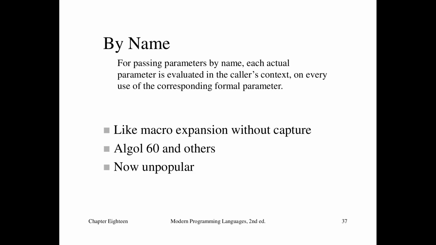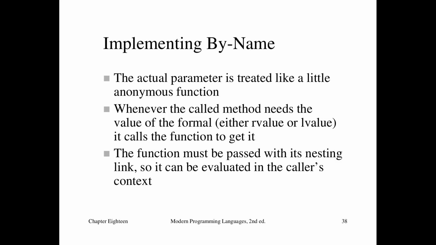The next type of parameter passing technique is called by name. When we're passing parameters by name, each actual parameter is evaluated in the caller's context on every use of the corresponding formal parameter. So basically, it's similar to macro expansion, but it doesn't allow for the capture to occur. I don't know of any languages in current use that actually have this, but the way it's typically done is by taking the actual parameter and treating it like it's an anonymous function.